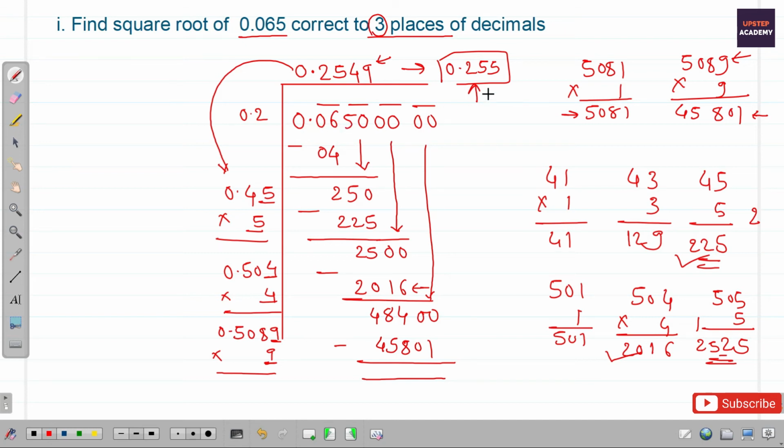of decimal points. I hope guys you got a clear-cut idea how to find the square root of any number which is not even a perfect square number by using the division method. Let's go for our another example.